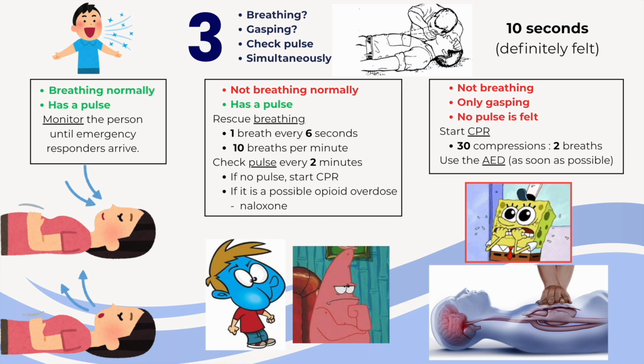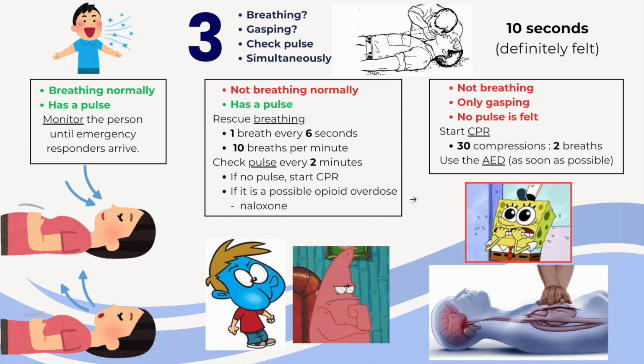If the victim is not breathing normally but a pulse is felt, provide rescue breathing at a rate of 1 breath every 6 seconds or 10 breaths per minute. Once again, remember the numbers: 1 breath every 6 seconds or 10 breaths per minute. We need to check for a pulse about every 2 minutes. Perform high-quality CPR if you do not feel a pulse. If you suspect opioid use, give naloxone if available.